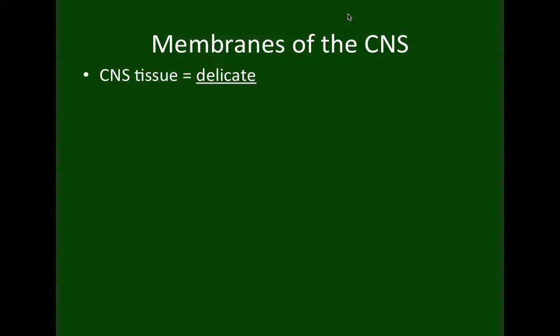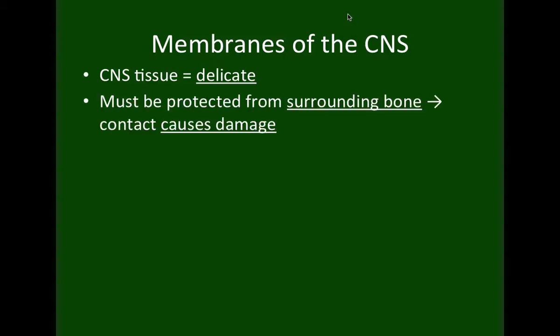In fact, you'll see when we dissect the brain that we'll peel away some of the membrane, and we'll tap on it with one of our instruments. And it's amazing the amount of damage that can take place from a simple act of tapping when you have the membrane removed. What it has to get protected from is things like the surrounding bone, because contact with the bone, whether it's in the skull or in the vertebral column, will cause damage.